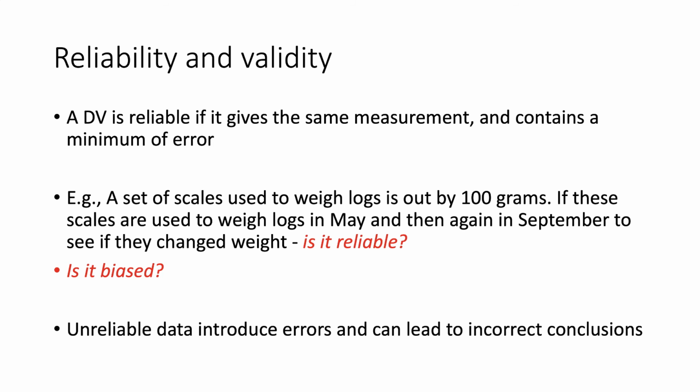So unreliable data could introduce errors and can lead to incorrect conclusions. So it would be unreliable if sometimes the scales were 100 grams out and sometimes they weren't. So then you would have a pretty big error in your study. So good DVs are valid, reliable, and unbiased.